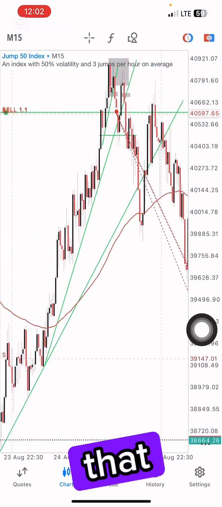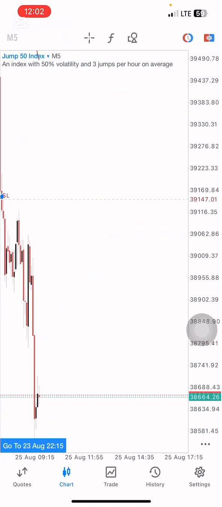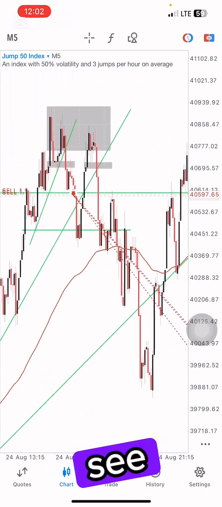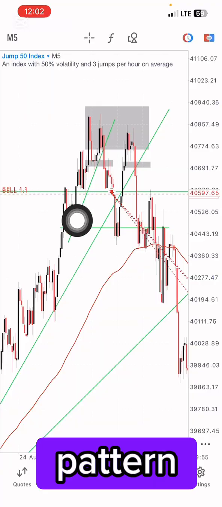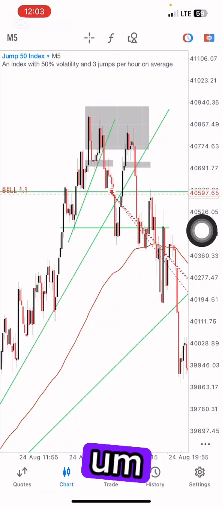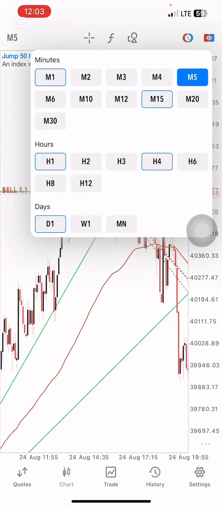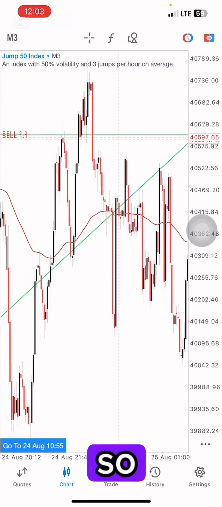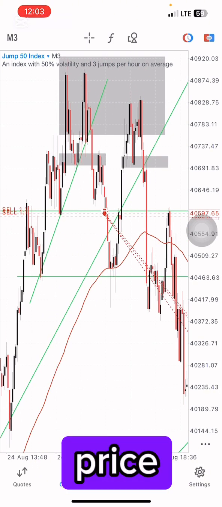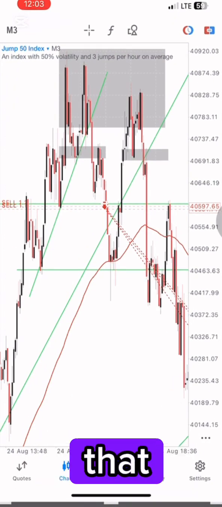And then that wasn't enough though. So the next thing I waited for was I went to my lower time frame as usual. Now you can see price gave us this pattern. Price was pushing up and gave us this. I think I even went to a lower time frame. Let's go to M3 so that you can see clearer. Price gave me this particular pattern.